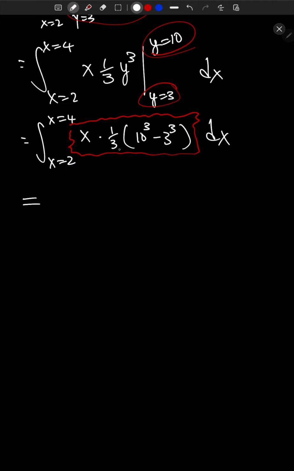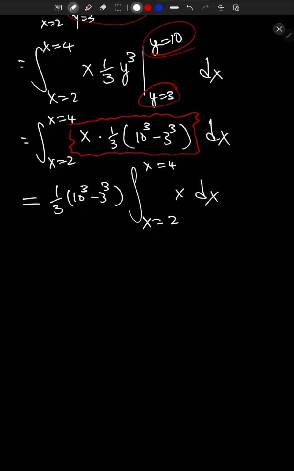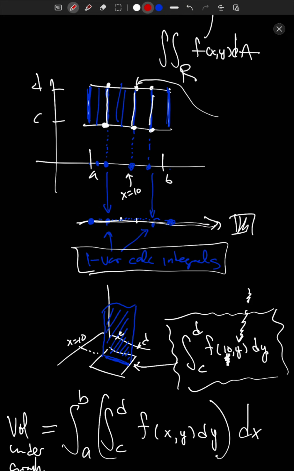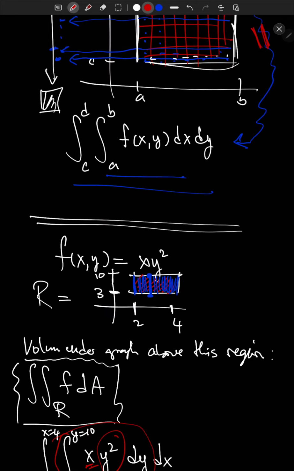Okay, so I'm just going to pull this constant out: 1/3, 10 cubed minus 3 cubed. And then it's just the integral from 2 to 4 of x dx. You see now, this is merely a one variable calculus integral. There's not even any other variable sitting here at all. And it represents adding horizontally, and at this point there are no more y's. Each of these is just a number that depends on the location you're at in terms of x.